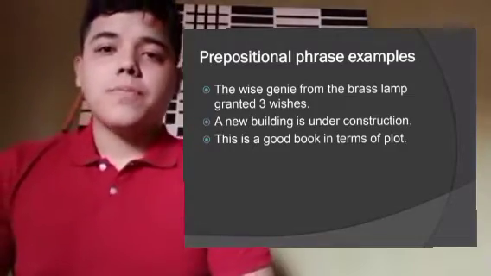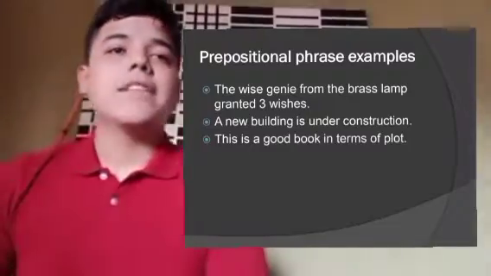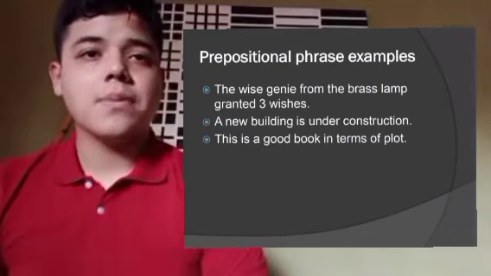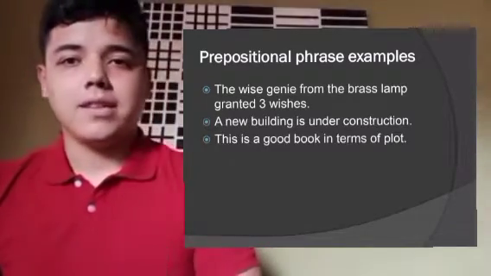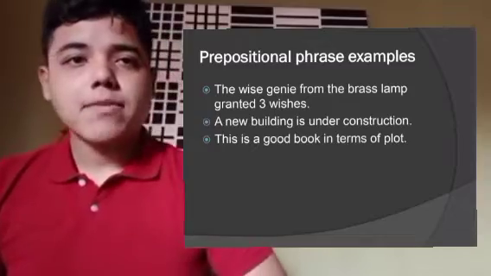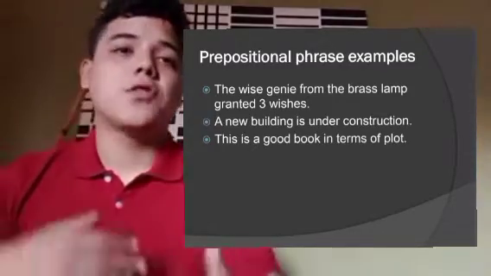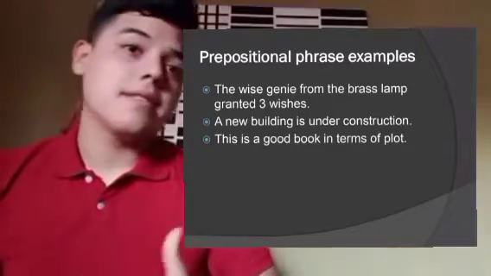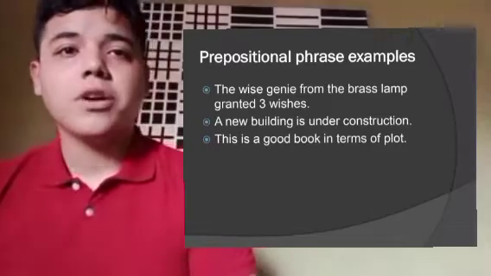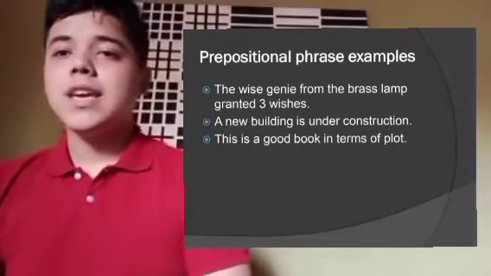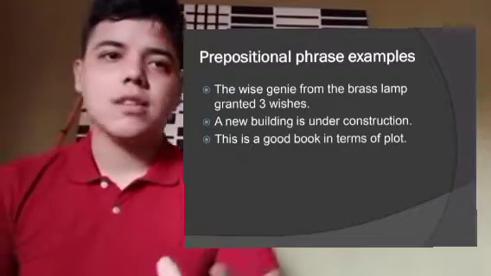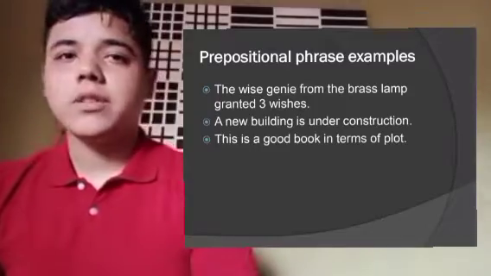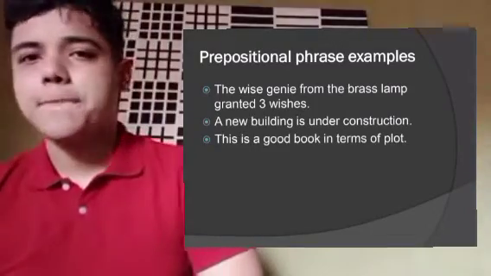As a second example, we have: a new building is under construction. The same thing happens with this example. Building is the thing we're going to describe. New, an adjective that describes how this building is, which is new, is pre-modifier, and as a post modifier, it's that this building is under construction. The preposition is under, and construction gives more information about this new building.